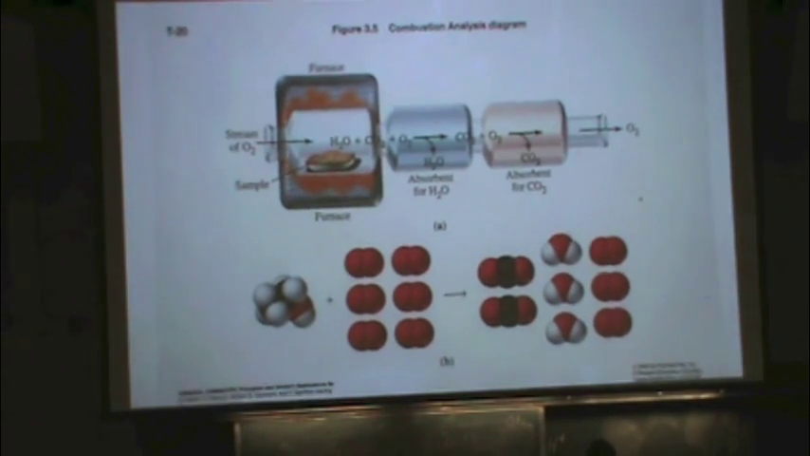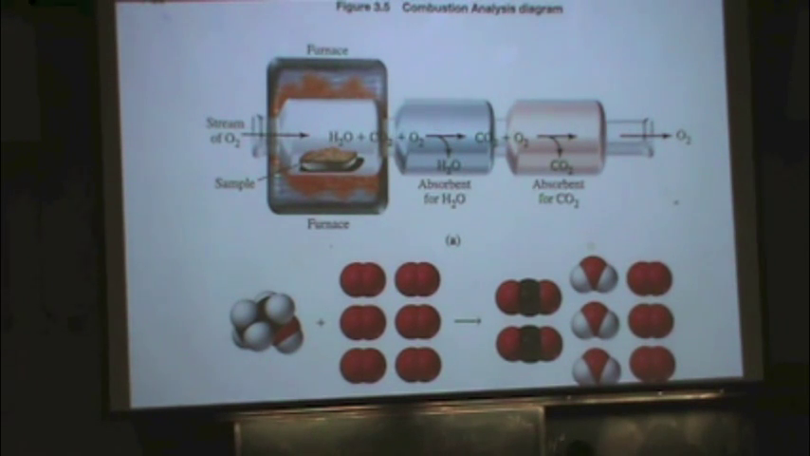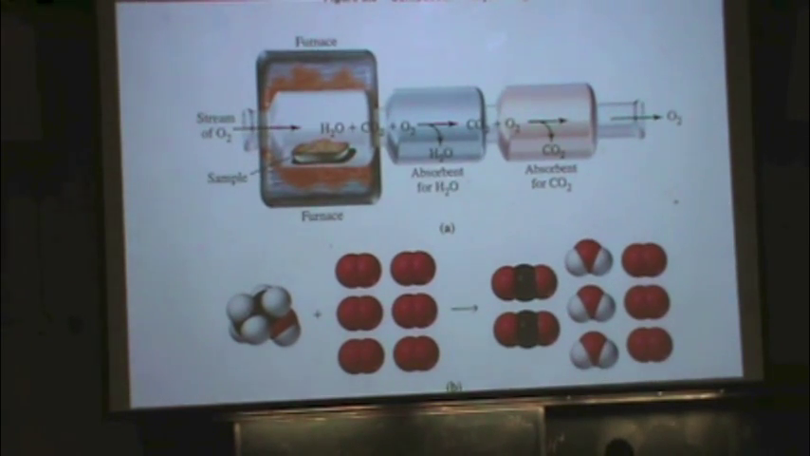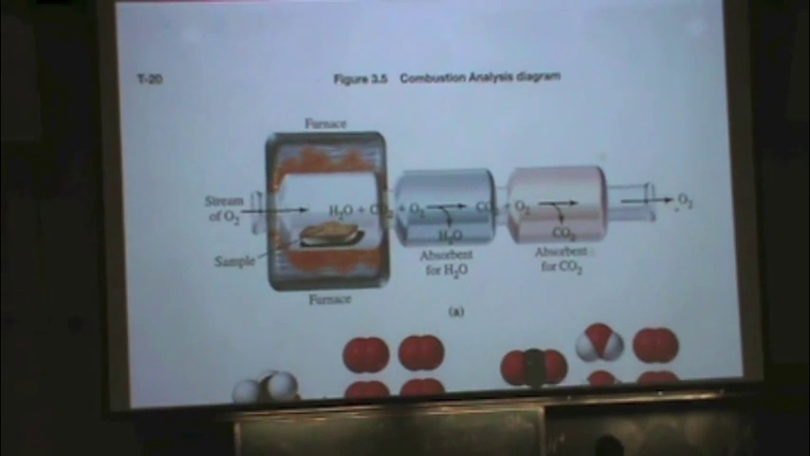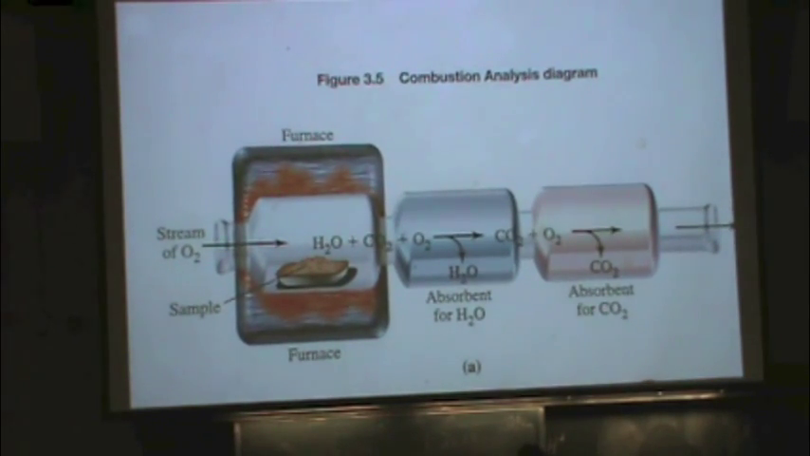But just looking at the picture should be fine. What you do is you put a sample in a furnace, and if it's an organic, you add oxygen and it'll combust. And then it gives off water and CO2, which you can put an absorbent to capture. Really the top part of the picture is most important. You can measure the amount of H2O and CO2 collected, and you can determine the empirical molecular formula of the original compound.